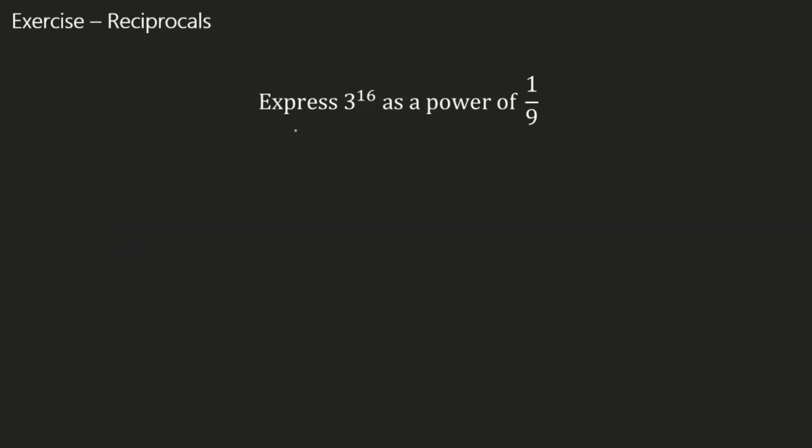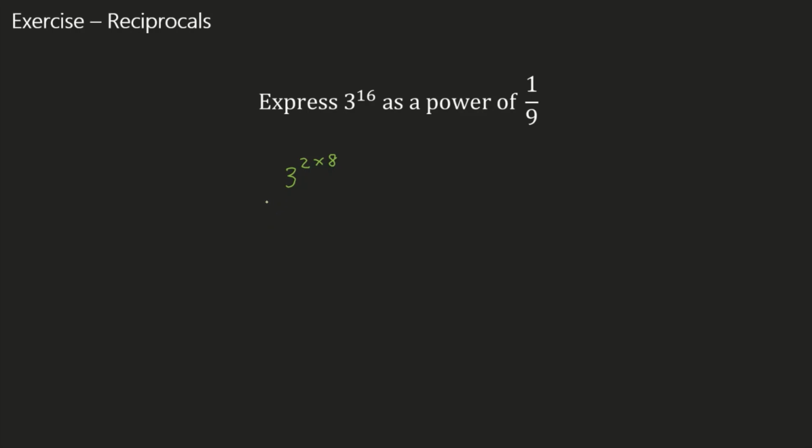Let's look at this exercise problem. Express 3/16 as a power of 1 over 9. So here we have a 3 and a 9. 3 squared is equal to 9. So let's explore in that direction and see if we can convert 3/16 as a power of 1 over 9. So we have 3 squared is equal to 9. Now if we raise it to the power of 2, that means we have to multiply by 8 to match the original 16th power. So it becomes 3 to the power of 2 times 8.